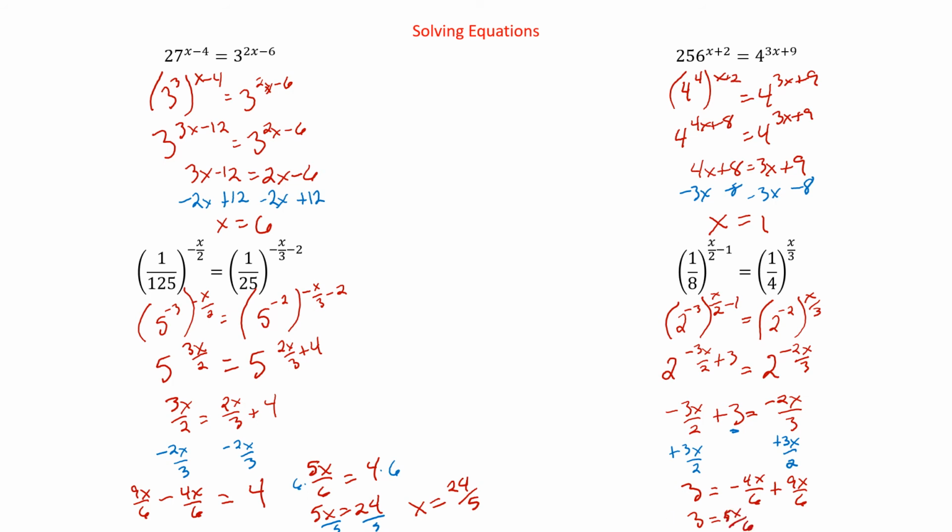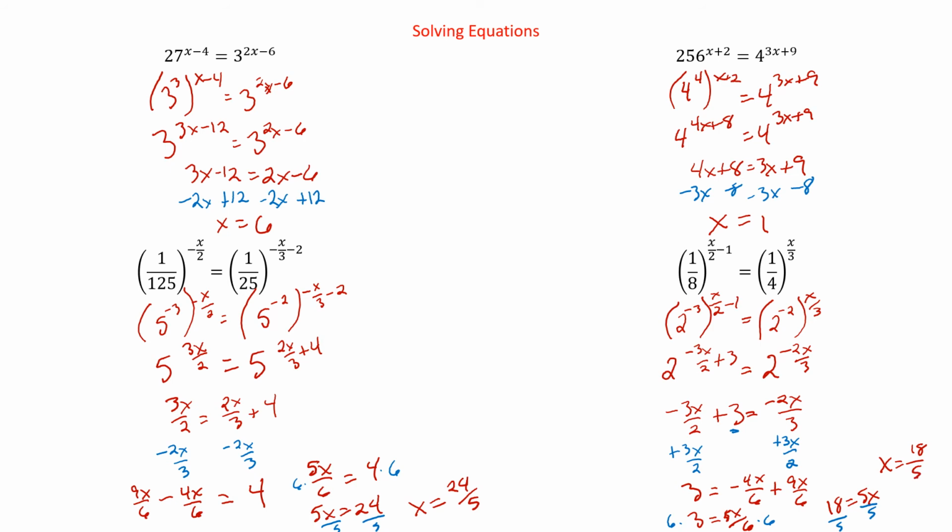We can then multiply by 6 to get 18 equals 5x. Divide by 5. And we get x equals 18 fifths for this one.